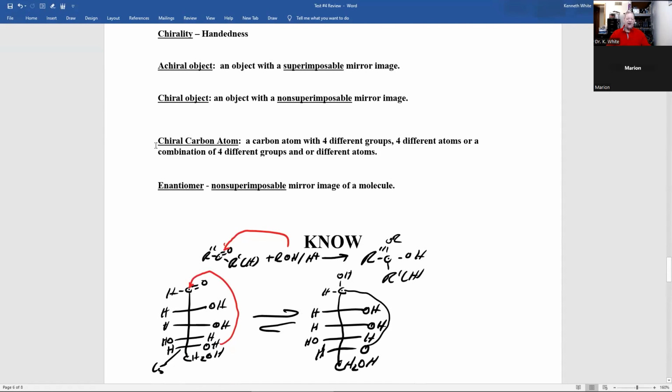Next, I talked about chiral carbons. That's a carbon with 4 different groups, 4 different atoms, or a combination of 4 different groups or atoms.